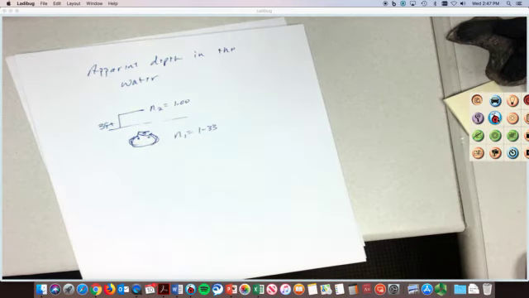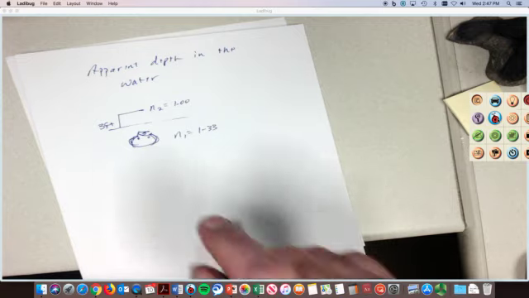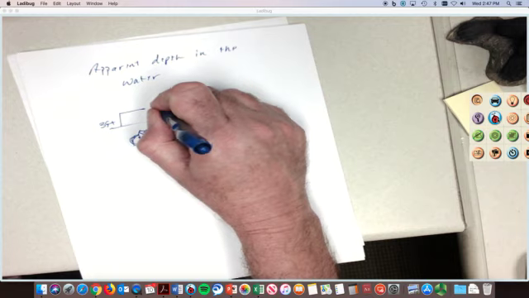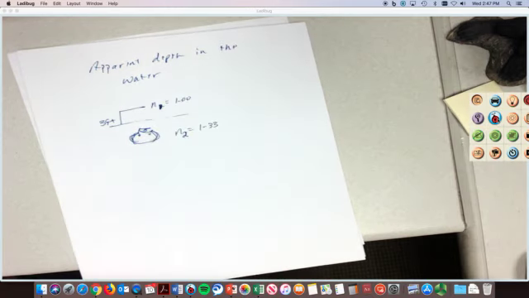Okay, so you're in the water. Boy, I hope I'm doing this right. I'm doing it completely wrong. This is N2, and this is N1. There we go.